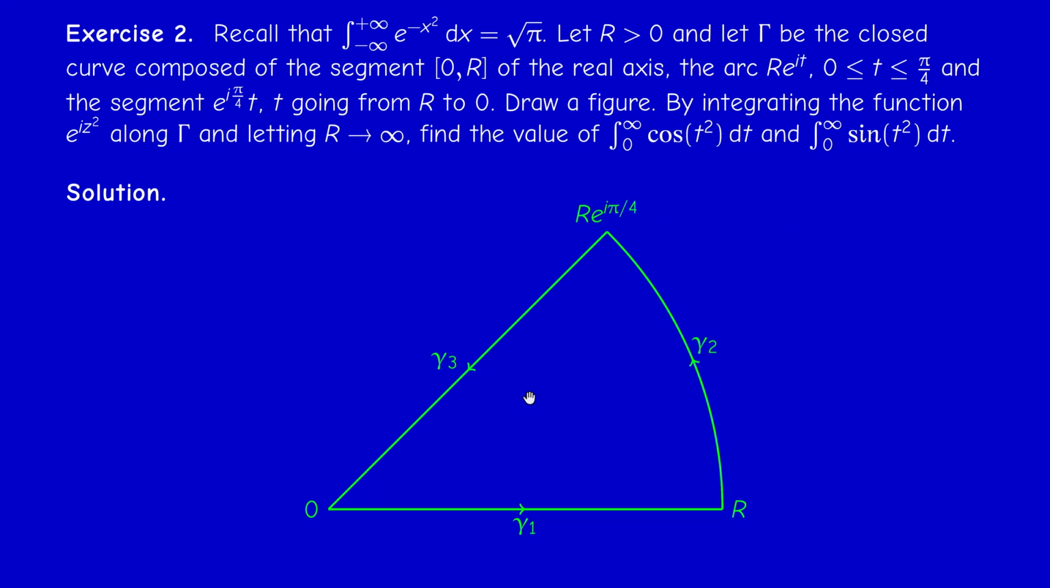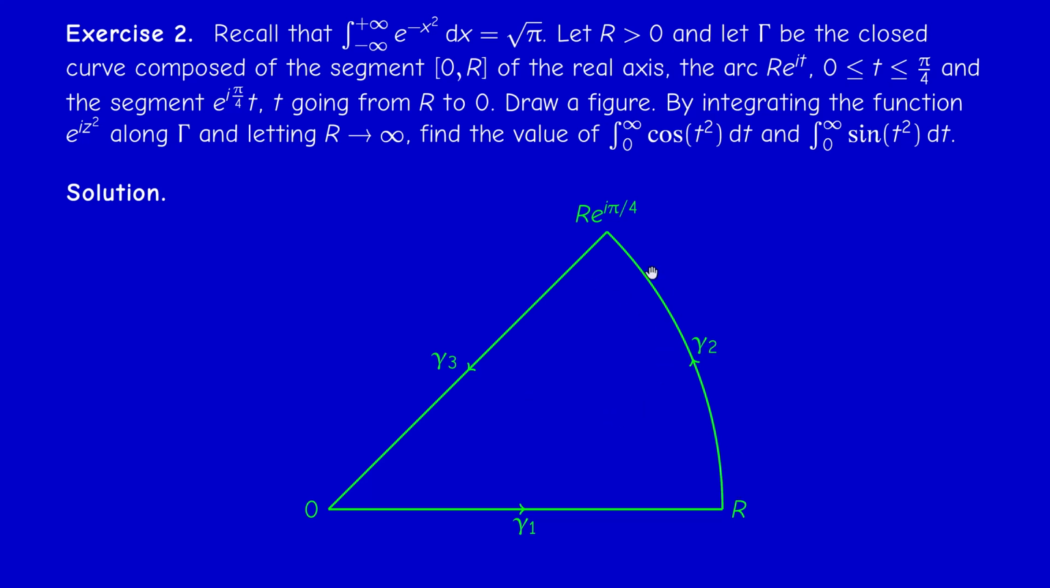Okay, so in short, the strategy is to compute the integral in two ways. One way is by the results about holomorphic functions, and the second way, which is more computational, is by going back to the definition. Now we don't need to integrate exactly.